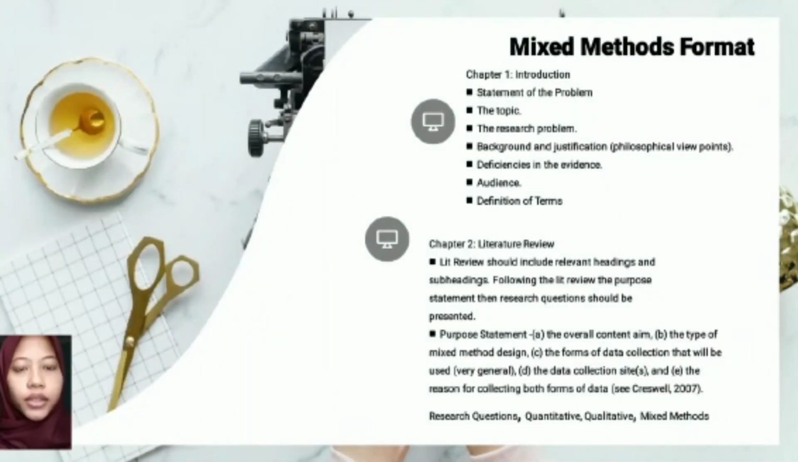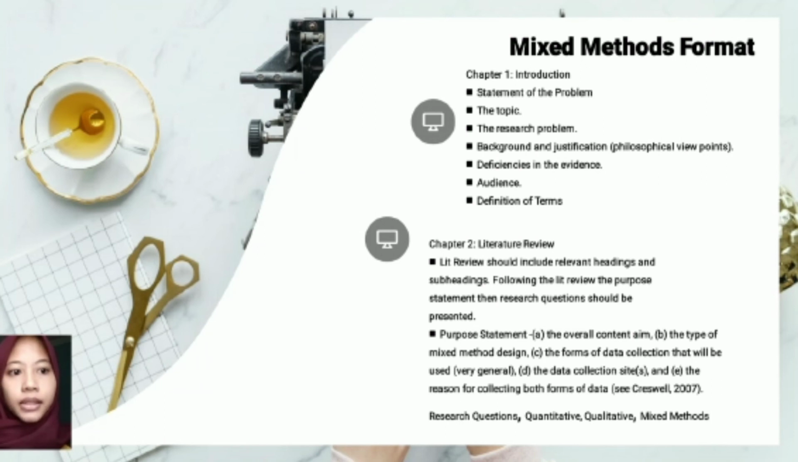Then here I would like to explain about the mixed methods format. Chapter 1 is the introduction, and it consists of the statement of the problem, the topic, the research problem, background and justification, deficiencies in the evidence, audience, and definition of terms. And then chapter 2 is the literature review. The literature review should include relevant headings and subheadings. Following the literature review, the purpose statement and then the research questions should be presented.